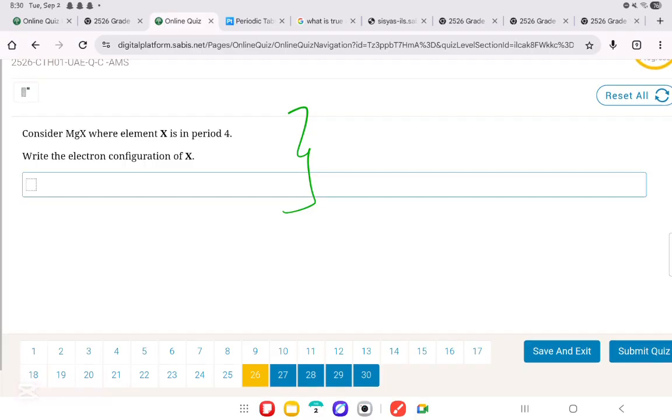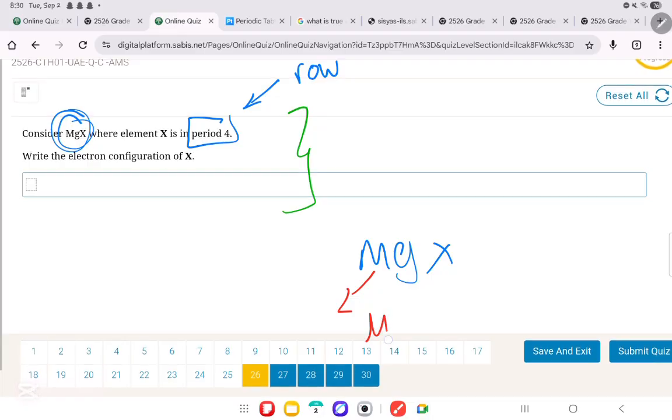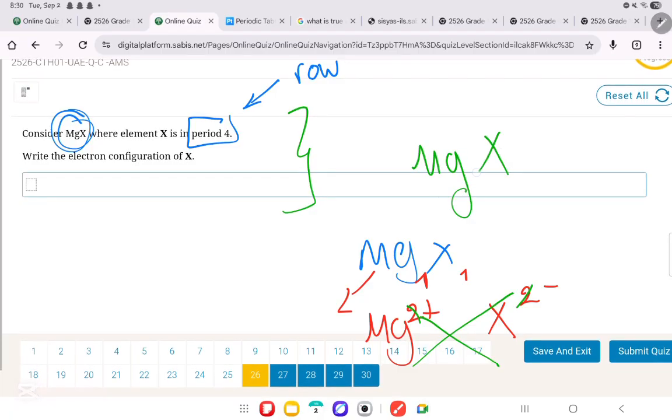Now, consider MgX where element X is in period 4. First of all, period 4 means basically row 4, right? And it's MgX. How do we know which group it is in? First of all, MgX. Let us take their ions. We know that Mg is Mg2+. In order for it to be a ratio of 1 to 1, X needs to be X2-. What do I mean by a ratio of 1 to 1? If I do the crisscross method, 2+ and 2- will cancel, right? And I will be left with MgX. This is 1 and this is 1, right? But originally, their ions are Mg2+ and X2-, right?